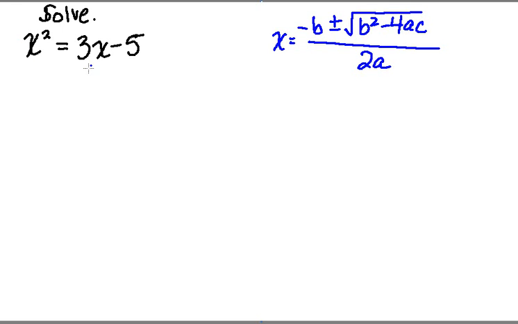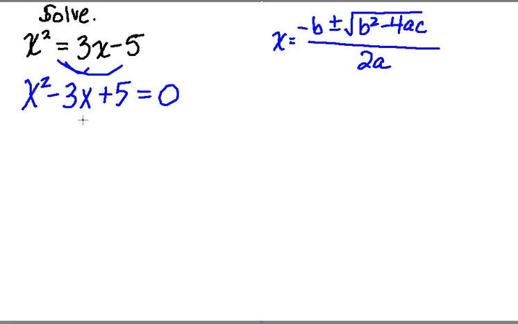So in this case, I'm going to move my 3x and my minus 5 over here. The way I do it is subtract 3x from both sides, so I get x squared minus 3x, and add 5 to both sides. Plus 5 is going to equal 0. And now, anytime I want to solve a quadratic, I can always use the quadratic formula.